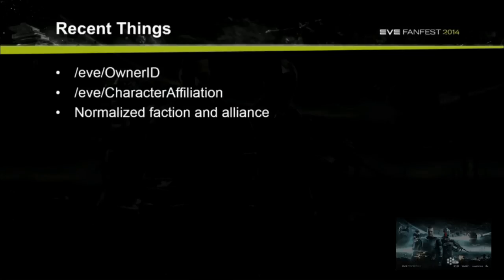That's a little bit out of date, but yes, I added faction and alliance information in as many places as possible, and added the name in, not just the ID, so you don't have to do a whole bunch of extra lookups. Hopefully you guys are caching this information anyway, but it's there if you need it.